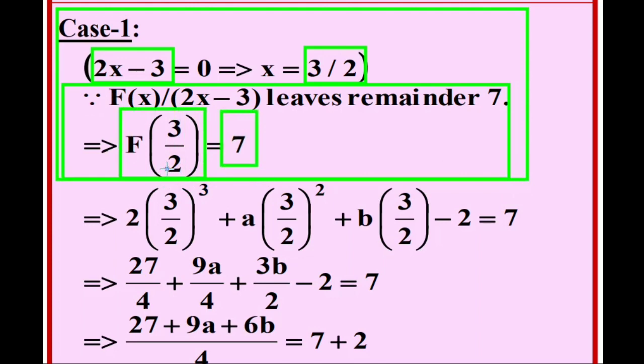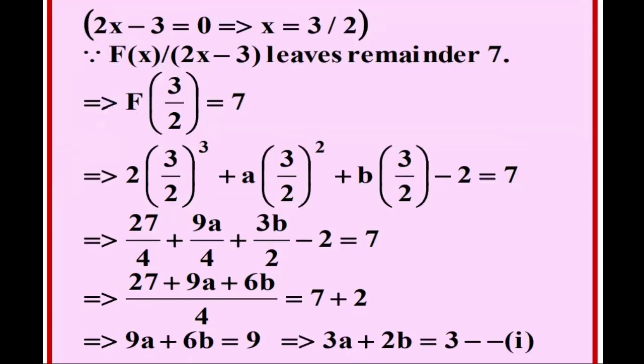Now here one equation is formed: f of 3 by 2 we find out, and that is equated with 7, and the solution proceeds, and we find out the value of the unknown. But the problem here is two unknowns are there. So during simplification we get a linear equation in terms of a and b, where a and b, two unknowns, are there. And let's see now, after simplification we get an equation in terms of a and b.